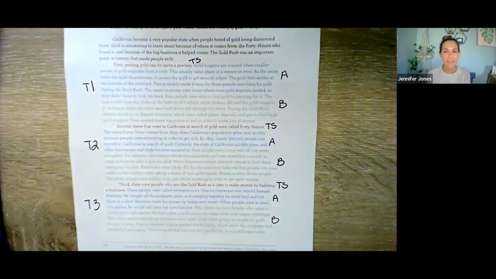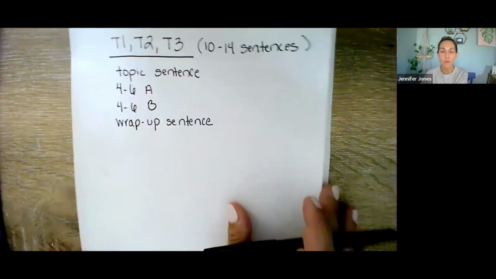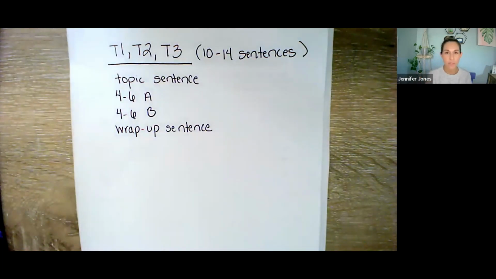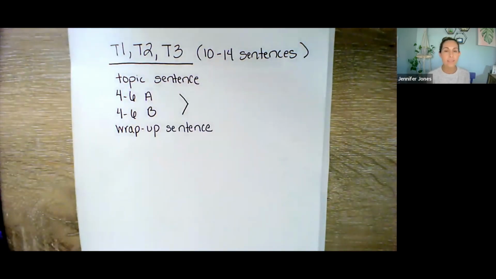So here we see an essay that has been color-coded by structure to show you that the structure of a middle paragraph is the same, whether we're writing our T1, our T2, or our T3. Now, let's go back to our notes for a second. Let's talk about these A and B sentences. We're writing 4 to 6 sentences about A and 4 to 6 sentences about B.